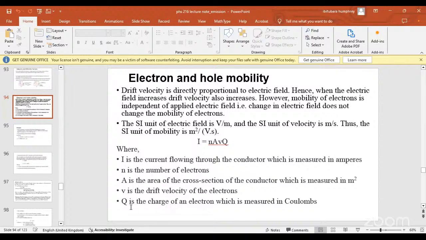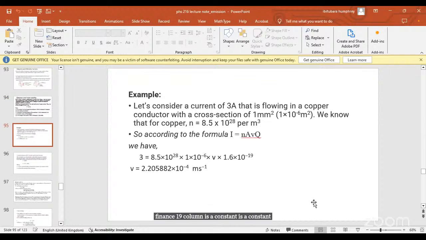From the word drift, that is moving, migrating from one point to the other. The speed at which electrons move from one point to the other, we call that drift. So Q is the electron charge. Sometimes you will see Q as small letter e. Small letter e is electron charge. It's a constant value, 1.6 times 10 raised to minus 19 coulomb.